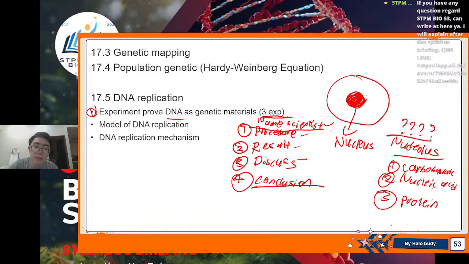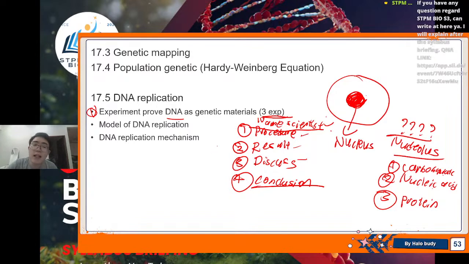So these three experiments you have to know. Finally, the first and second experiments did prove DNA as genetic material, but it is not strong evidence, not a strong enough confidence level to encourage all of the scientists around the world to agree that DNA is the genetic material.